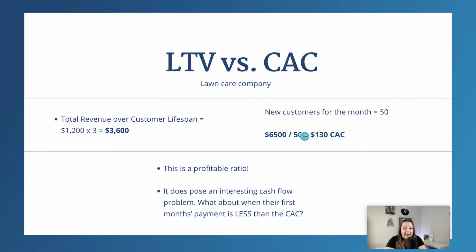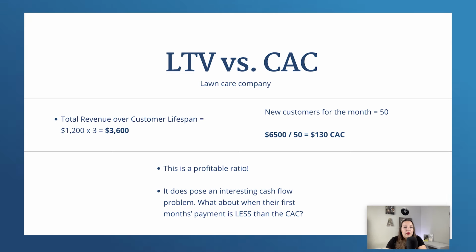Even if you look at annual, what's the annual revenue? Not even lifetime revenue, but what's the annual revenue you're going to get from this customer? Then you're going to see that it actually is a profitable ratio, and that you are running profitable ads. Now, this definitely does pose some interesting cash flow problems, and I understand that, because that's one of the things I'm talking a lot with my clients about.